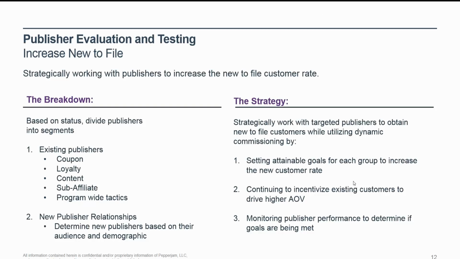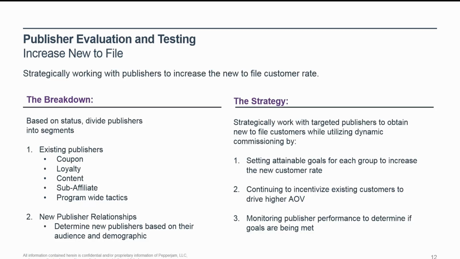And then just some general tips on the strategy. Strategically working with your publishers to use dynamic commissioning, and you might want to set some attainable goals for that. So it's always a good idea to understand who that publisher is and what some realistic goals are when you're first setting this up for the program. But it's always important to continue to incentivize publishers as well for existing and repeat customer sales. So we'll get into that a little bit later, but when you're taking a look at your new customer strategy, it's important to remember the importance of those repeat customers.